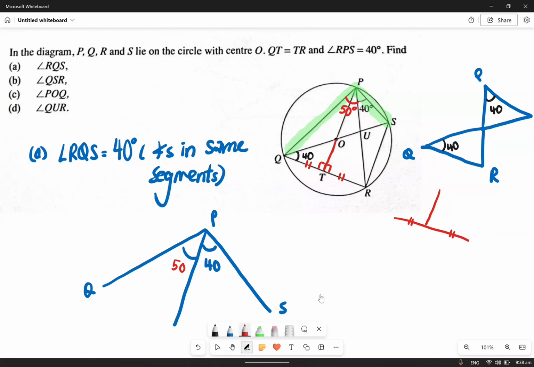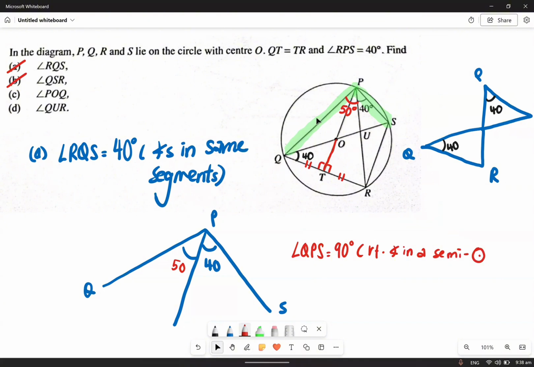Okay, so let me just quickly check this off first. Okay, let's give the reasoning. Angle QPS equals 90 degrees. We call this right angle in a semicircle. Am I making sense or not making sense? Wait, what is this, sir? Okay, let me explain. Now, this is the property that we use. Or you want to write right angle in circle also can.